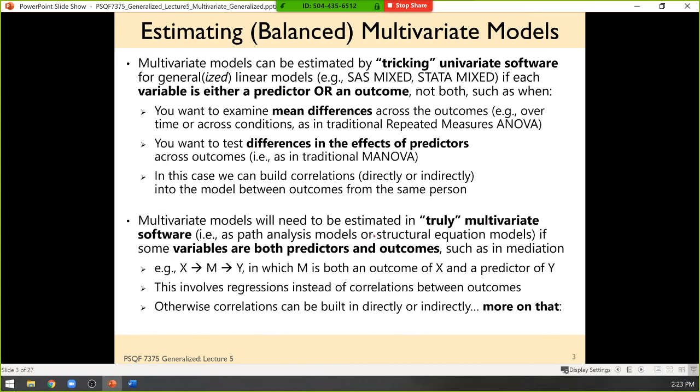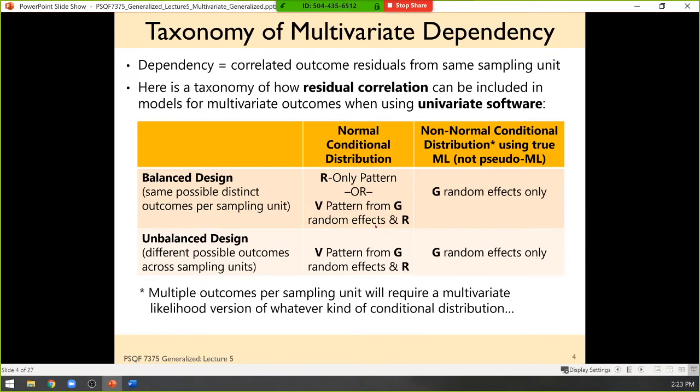When you need outcomes that predict each other, so if an outcome is both a predictor and an outcome at the same time, then you can't use the univariate software. We can't just stack it into one thing and call it good. That's when we move to path models. And in that case, we can still build in our relationships between the outcomes from the same person directly or indirectly, but what's available to us depends on what kind of outcome it is.